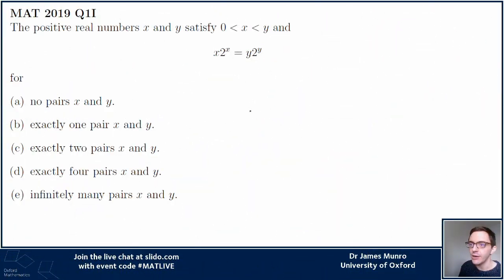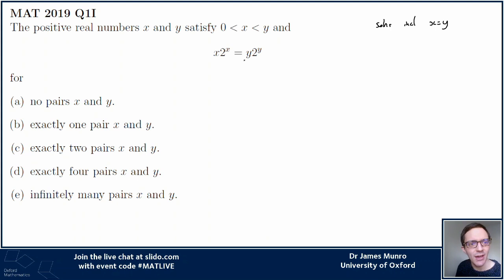Question 1I asks for the number of solutions to an equation again. We're looking at the equation x 2 to the x equals y 2 to the y. So I suppose this is solved by x equals y. If we didn't have these restrictions, I could say the solutions to this include x equals y. 1 times 2 to the 1 is the same thing as 1 times 2 to the 1. 3 times 2 to the 3 is the same thing as 3 times 2 to the 3. I think you get the point.